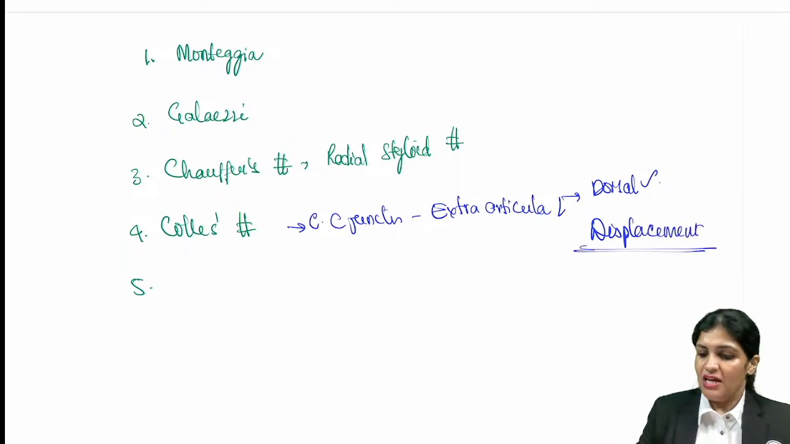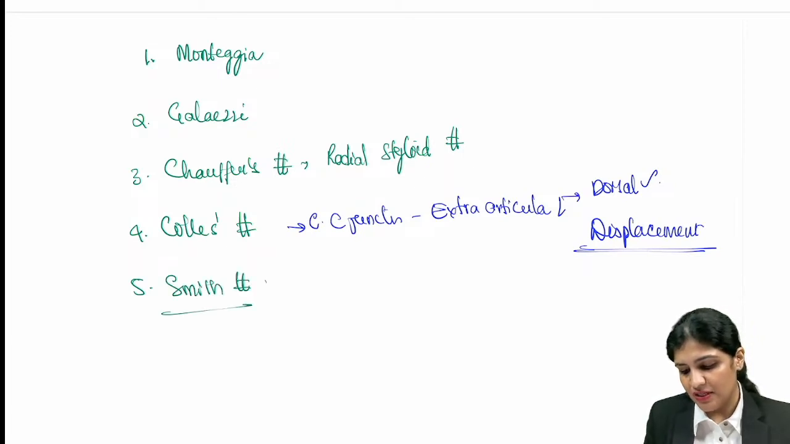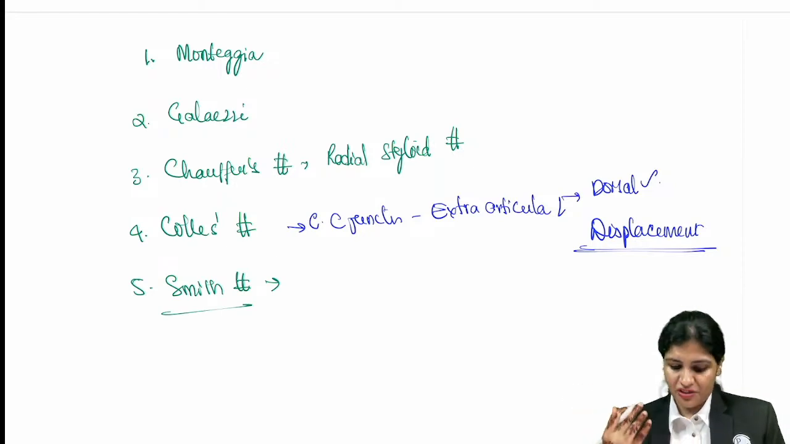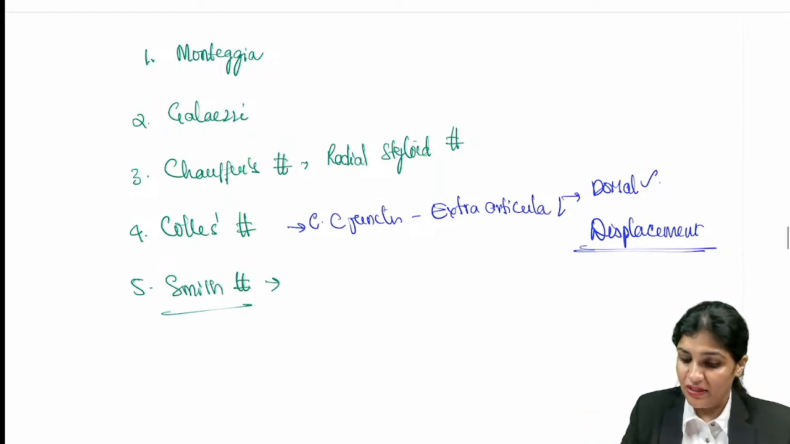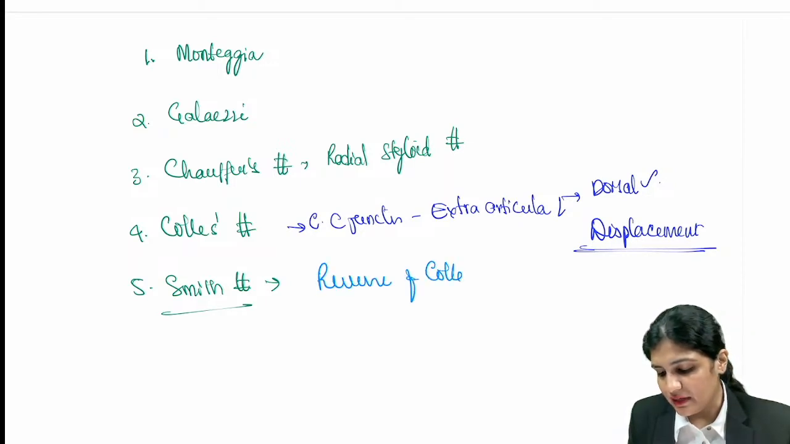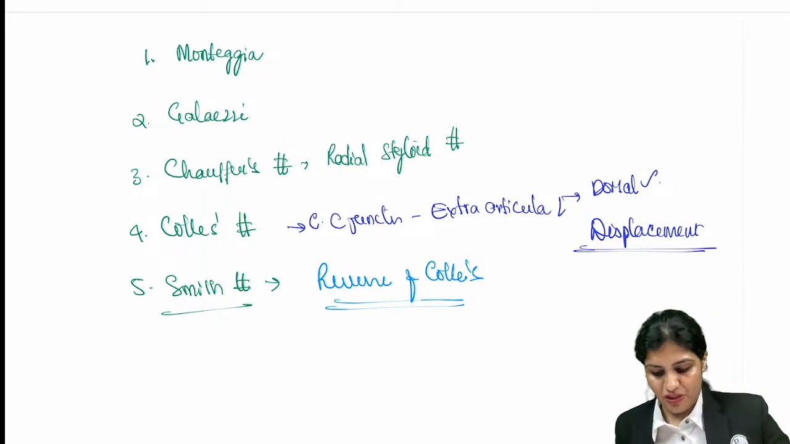So that is Colles. So reverse of Colles is your Smith's fracture. Smith's fracture is nothing but there will be a ventral tilt or ventral displacement of the distal fragment. So once you are thorough with the Colles, anything reverse of Colles, again an extra-articular fracture with the ventral displacement and ventral tilt, is Smith's fracture.